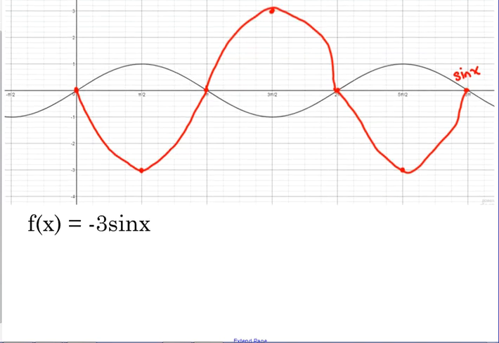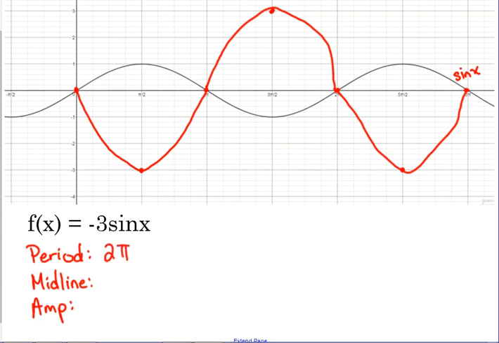So let's talk about those three things: period, midline, and amplitude. What changed? What didn't change? Did the period change? No, the period did not change. I still have my complete cycle by the time I get to 2 pi. So the period did not change.